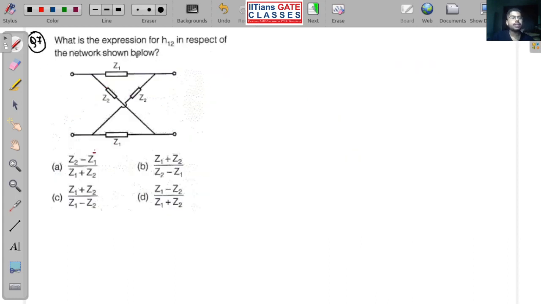The next question they have asked is: what is the expression for H12 in respect of the network shown below? There are two ways you can solve this question. They have asked for H12, which is equal to V1 by V2 when I1 is equal to 0. So straightforward, the H parameter equation should be in your mind. In an examination hall such as the HAL and HPCL exams, there is very little time. It is a waste of time if you write V1 is equal to H11 I1 plus H12 V2, and then work out that H12 is V1 by V2 when I1 is equal to 0. So don't think like that.